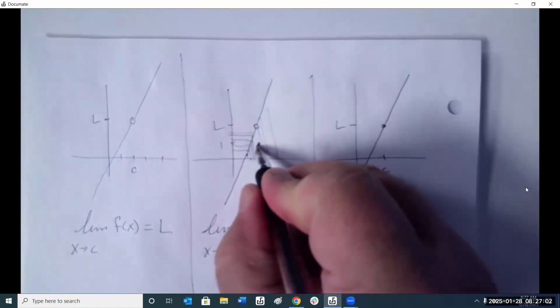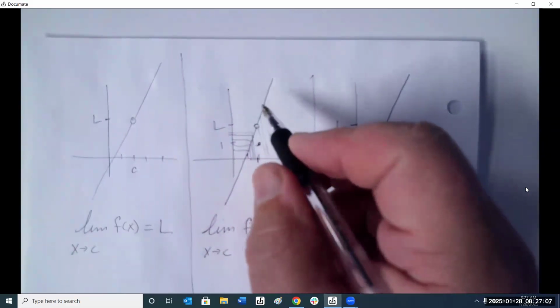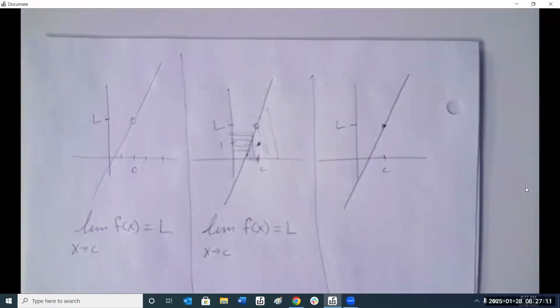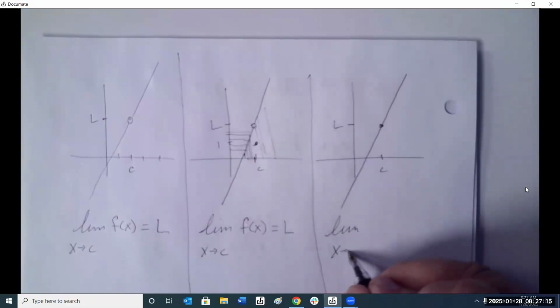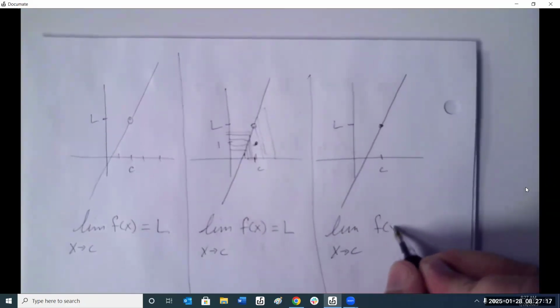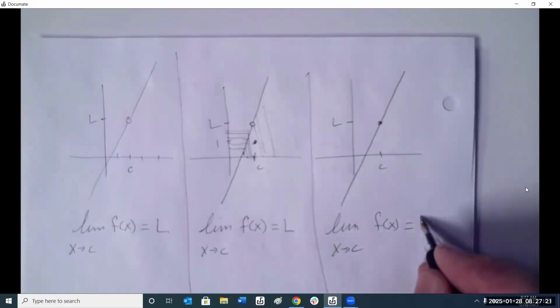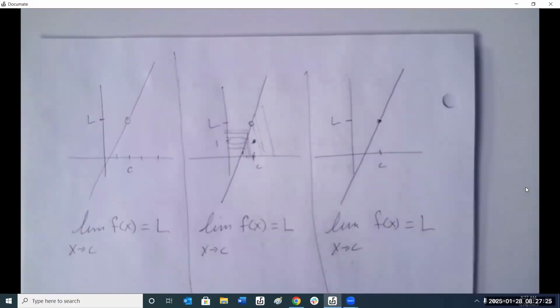So again, it doesn't matter if there's some discontinuity. It's where does the function approach as a whole picture? How about this one? As x approaches c, what is my limiting value? Yeah. You notice they all have the same limiting value.